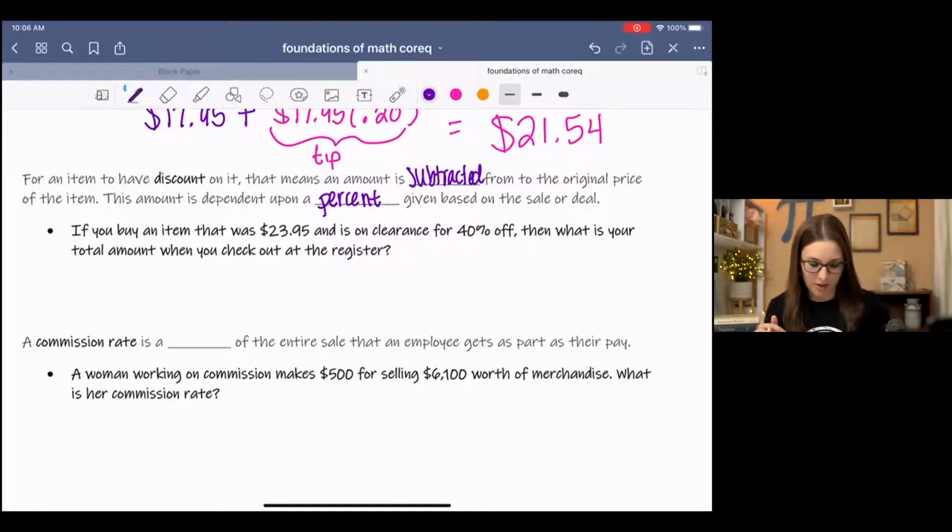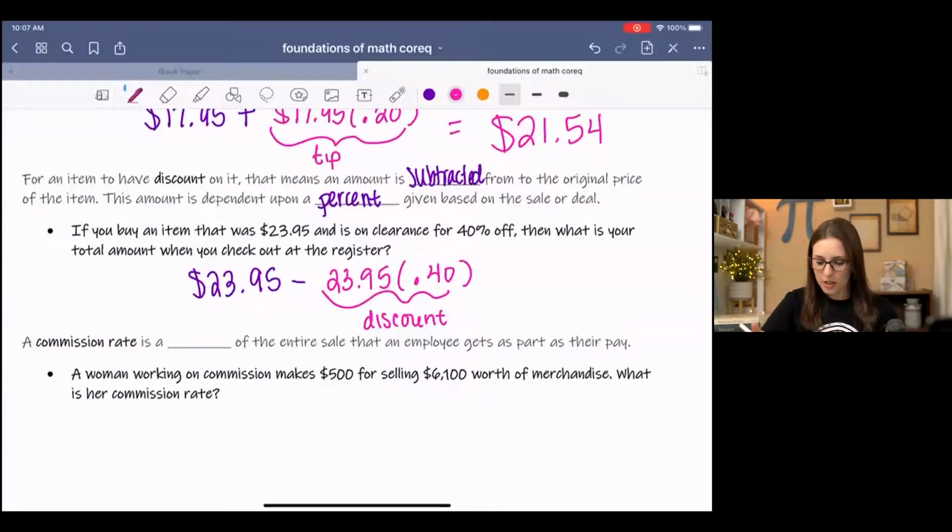That's always really exciting. If you buy an item that was $23.95 and is on clearance, I love clearance, for 40% off, then what is your total amount when you check out at the register? Go ahead and try to write a little expression like I did on the tip example, and try it on your own, pause it, try it on your own, and come back and check.